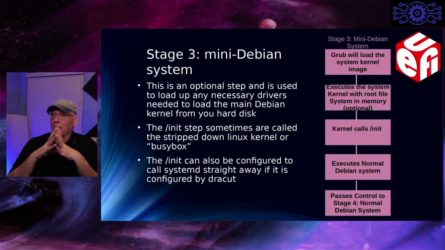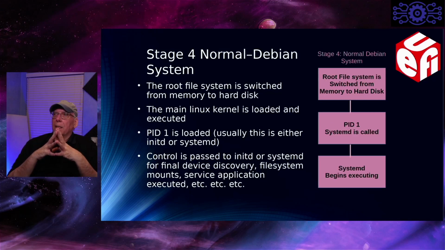You may also hear the stripped down kernel referred to as a BusyBox. Don't confuse that with BusyBox Linux. It's similar in idea, but this is basically configured by the folks at Debian. So this is Debian's stripped down version of the kernel. Stage four, at this point, I now have the location of my normal Debian kernel. I've started that up.